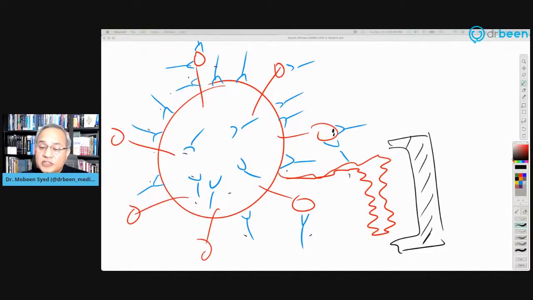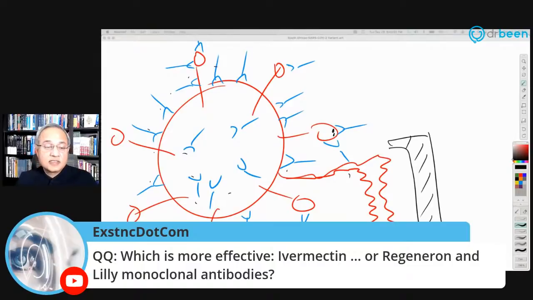So there is a question, existence.com asks, which is more effective, ivermectin or Regeneron and Lilly monoclonal antibodies? So monoclonal antibodies, we still do not know enough of their use, but I would think that they are good if they are targeting and neutralizing the virus. Regeneron, I really like it because it is more than one antibody cocktail, so it has shown very good effect as well. And please remember, Regeneron can be taken in the hospital if you ask for it. So if somebody has somebody in the hospital, please advise them to say, can we have Regeneron?